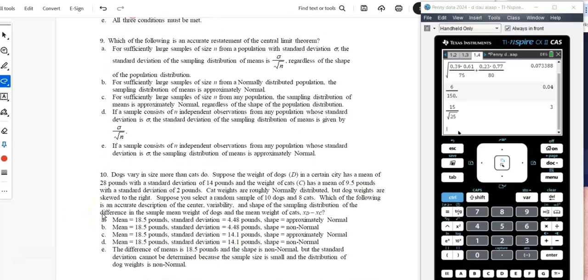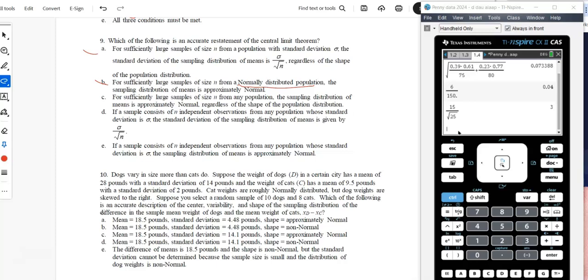Which of the following is an accurate restatement of the central limit theorem? Ooh, okay. I like the way this one starts. For sufficiently large samples of size n from a population with standard deviation σ, regardless of the shape of the population distribution. That seems right. Let me see. For sufficiently large from a normally distributed population. So it doesn't have to be from a normally distributed population. So I don't think that's right.